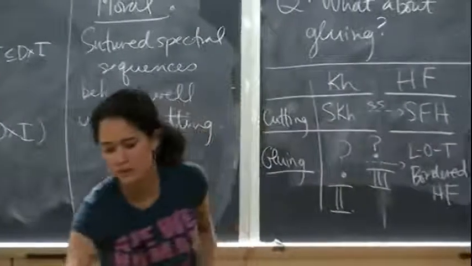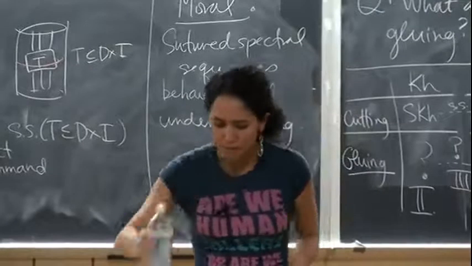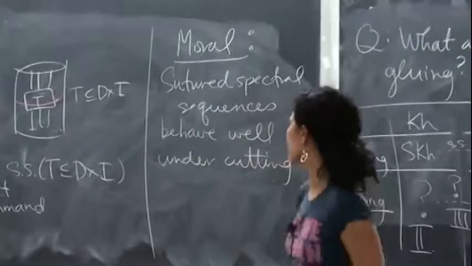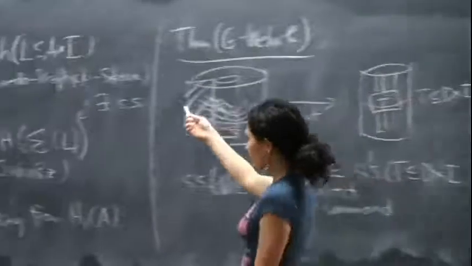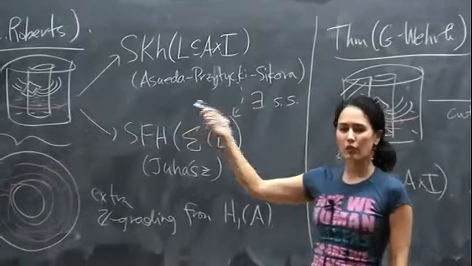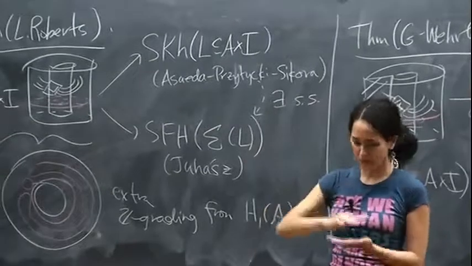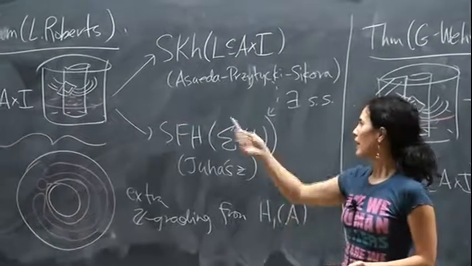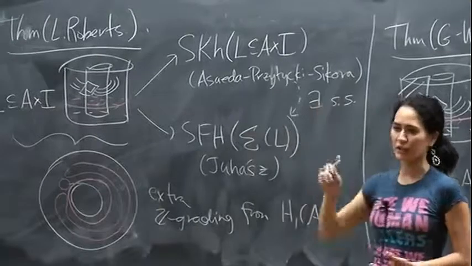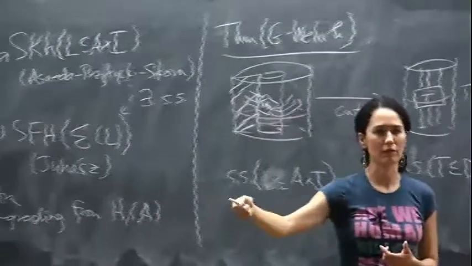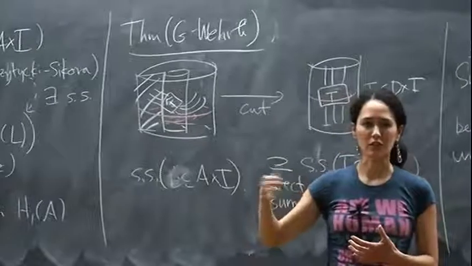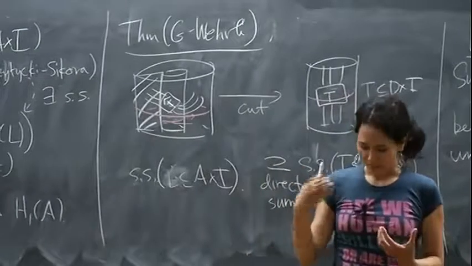Is it fine for planar surfaces cross I? Yeah, I think it should work for planar surfaces cross I, but we haven't done it. I should say that Asaeda, Przytycki, and Sikora have a version of Khovanov homology for links in arbitrary surfaces cross I. But I don't think that their version is going to be the right thing to admit a spectral sequence to Heegaard-Floer homology. There are technical issues for defining it once your genus is greater than zero.